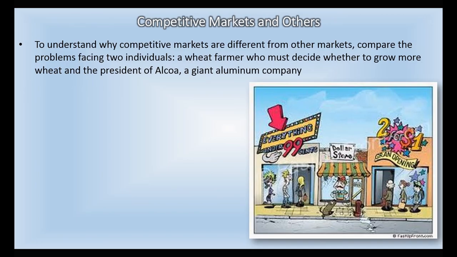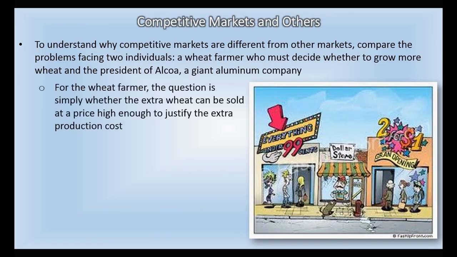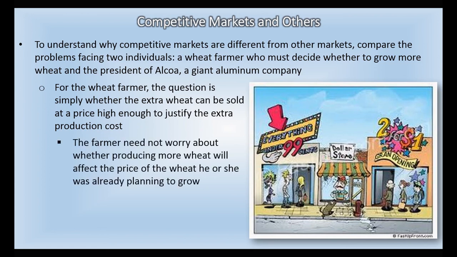I would appreciate it. To understand why competitive markets are different from other markets, compare the problem facing 2 individuals. You have a wheat farmer who has to decide whether to grow more wheat, and the president of Alcoa, a giant aluminum company. For the wheat farmer who functions in a competitive market, the question is simply whether the extra wheat can be sold at a price high enough to justify extra production costs. The farmer doesn't have to worry about whether producing more wheat will affect the price of the wheat he or she was already planning to grow.